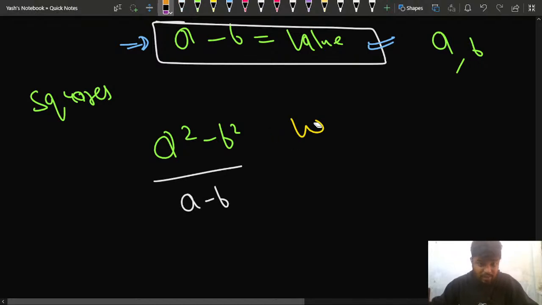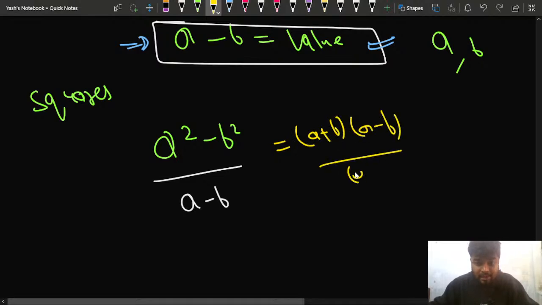If I had a square minus b square, and I divide it by a minus b, I'll get a plus b. How? I'll let you know in a minute. So this is a square minus b square divided by a minus b. This is nothing but a plus b times a minus b, divided by a minus b. So a minus b gets cancelled, and I'll get a plus b as well, with some value.